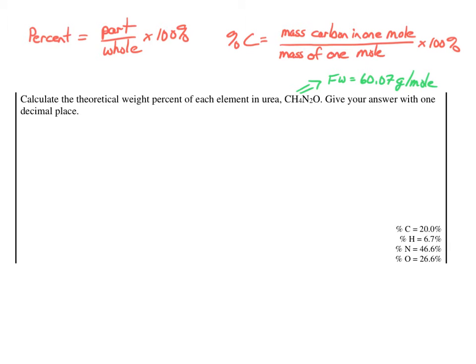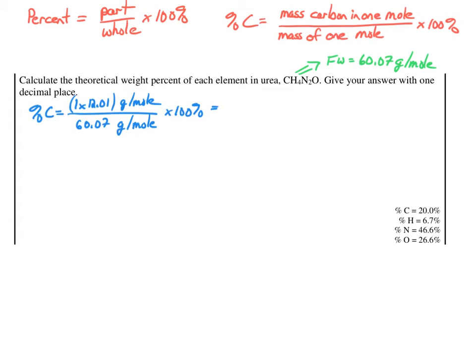Okay, we're going to calculate the mass percent of each element in urea. So here's urea. We can quickly calculate its formula weight. And if we wanted to, for example, calculate the mass percent of carbon, it would be the mass of carbon in 1 mole divided by the entire mass of 1 mole, its formula weight, and this fraction is multiplied by 100%. And this is what that would look like.